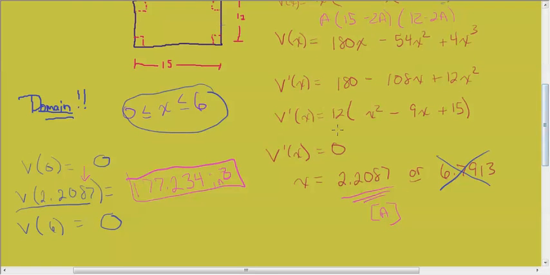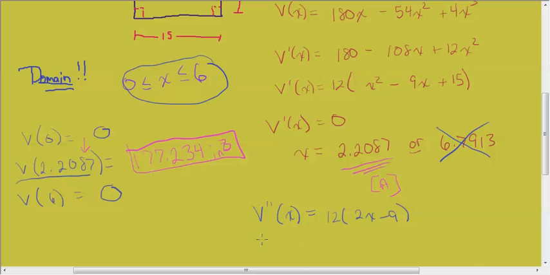Okay, as long as we're here, let's go ahead and look at v double prime. I could tell for sure that this is a maximum by taking v double prime, which is going to be 12 times 2x minus 9. When x is 2.2087, 2 times 2.2 is about 4.4, so it's going to be less than 9 here. 2x minus 9 is a negative. So v double prime is negative.